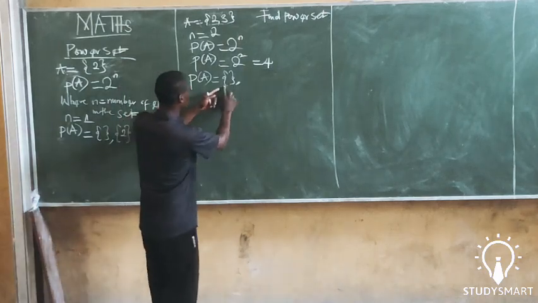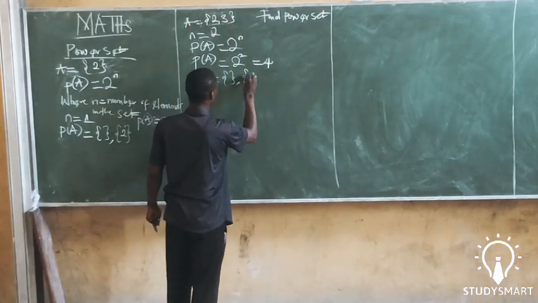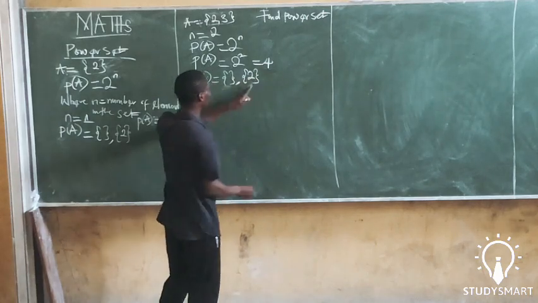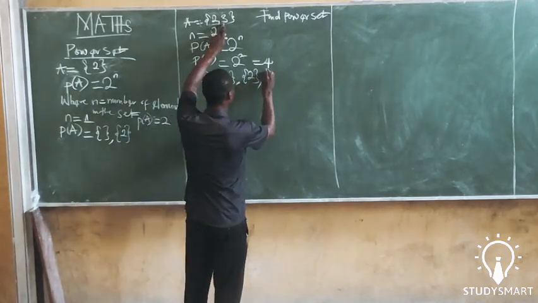Okay, so I have the empty set. I will take this one, which is 2. I'm taking them one by one now. I have 3. I will take 3.